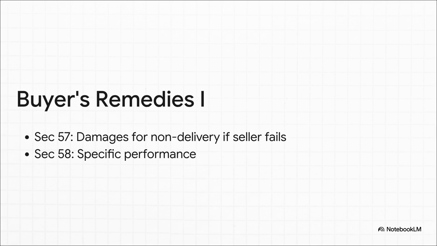Now, Section 57 is your straightforward compensation, but look very closely at Section 58. Specific performance is an equitable remedy, right? A court doesn't just hand it out for ordinary, everyday commodities like a sack of grain. So when do they grant it?